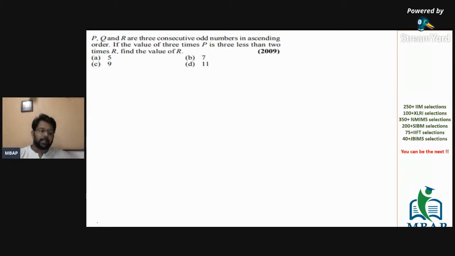Perfect. If this is clear, let's solve the next question that you can see on the screen now. This is a 2009 question. It is not going to be a very difficult question that will take you more time to solve. It's a slightly easy and less challenging question.